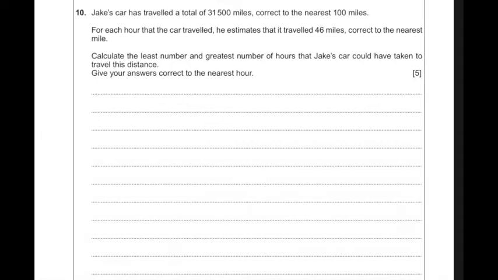Jake's car has travelled a total of 31,500 miles correct to the nearest 100 miles. For each hour that the car has travelled, he has estimated that he has travelled 46 miles correct to the nearest mile. Calculate the least and the greatest number of hours that Jake's car could have taken to travel this distance. Give your answer correct to the nearest hour.